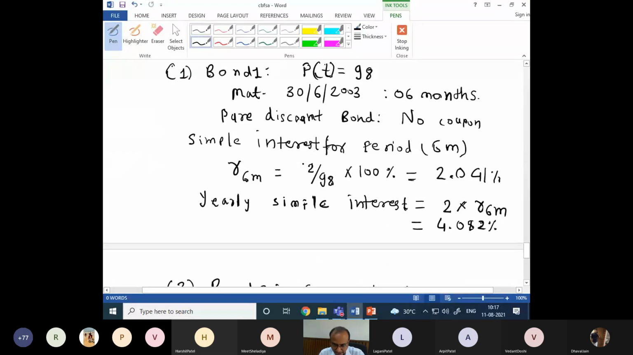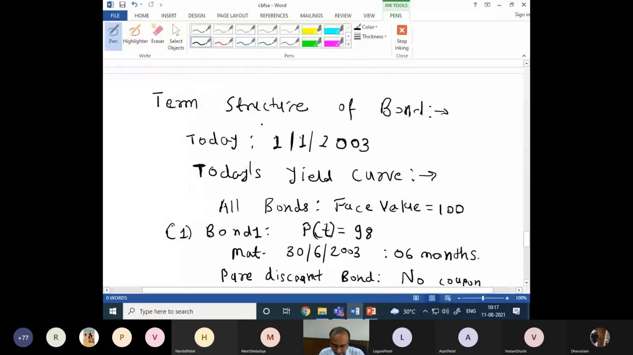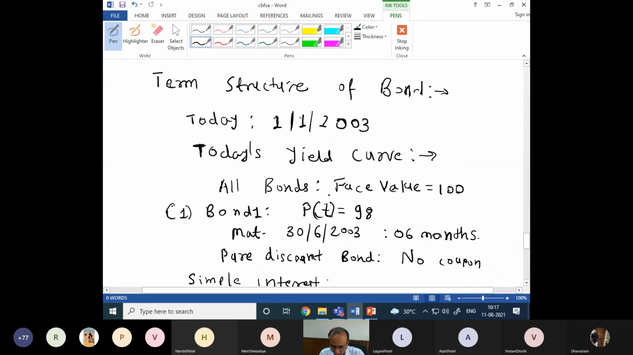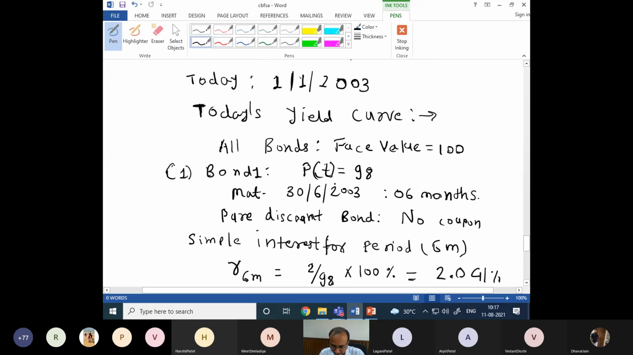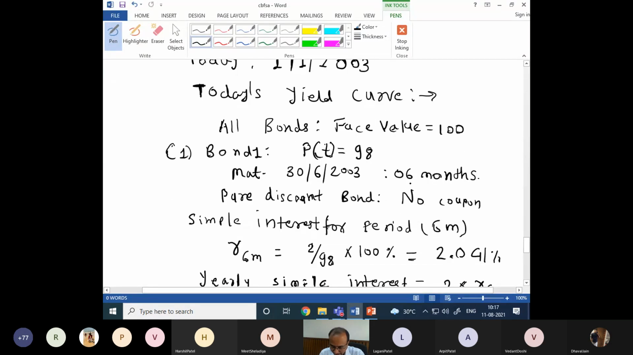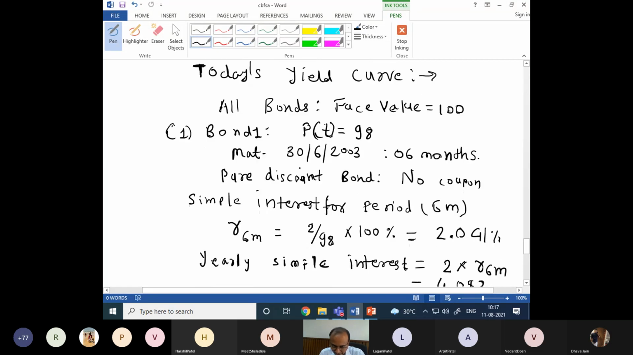So yesterday we have done this. Today we have this date, and we have to find today's yield curve. All bonds have a face value of 100. Bond 1 P of T is 98. Maturity is 30th June 2003, which is 6 months from today. It is a pure discount bond, so there is no coupon payment.